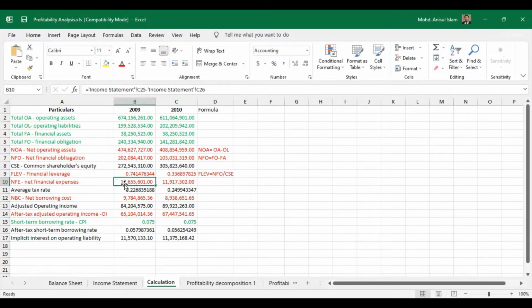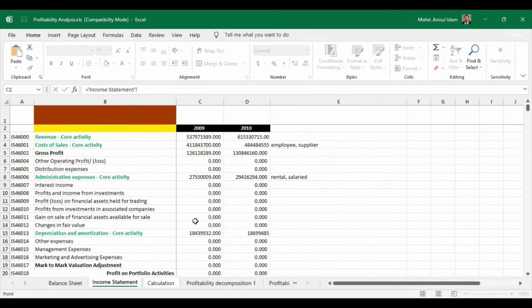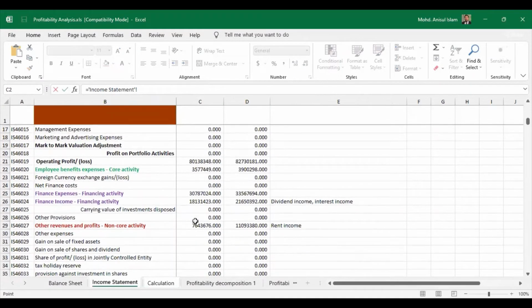Okay. Net financial expenses. How can we compute it? That is the question. Okay. How can we compute the net financial expenses? Can anyone recall that? So let me show you. In the income statement, we already have identified what are the financing expenses. Here it is.